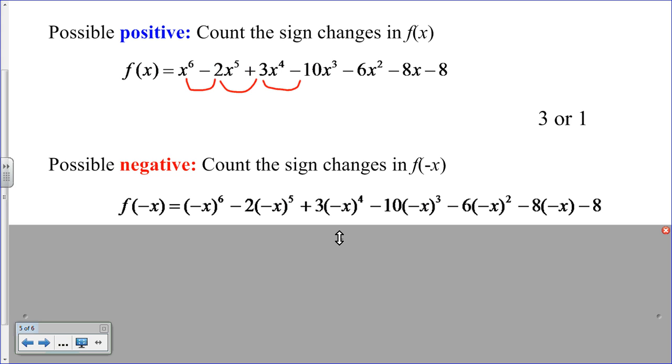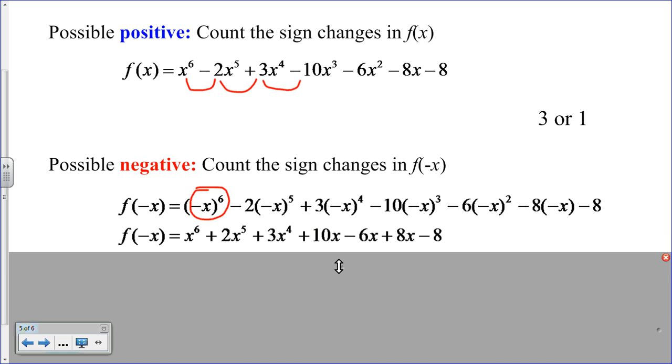It is very important that you use parentheses when replacing these x's, because the negatives are greatly affected by whether the exponent is an even number or an odd number, like 6th power or 5th power or 4th power. So let's look at why. When we go to simplify this, the first term right here is negative x to the 6th power. Because negative x is in parentheses, it's a negative times a negative, a negative times a negative, a negative times a negative again. So 6 times, and it ends up being positive x to the 6th power. So my first term is positive x to the 6th power.